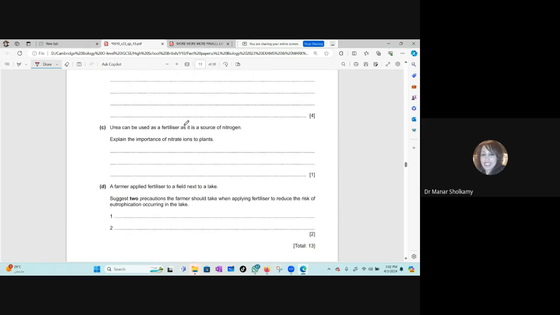Urea can be used as a fertilizer as it is the source of nitrogen. Explain the importance of nitrate ions to plants.